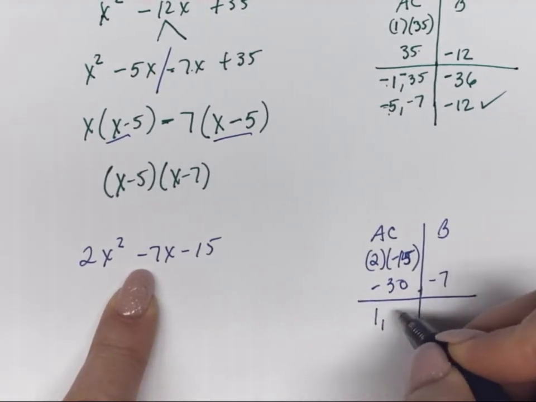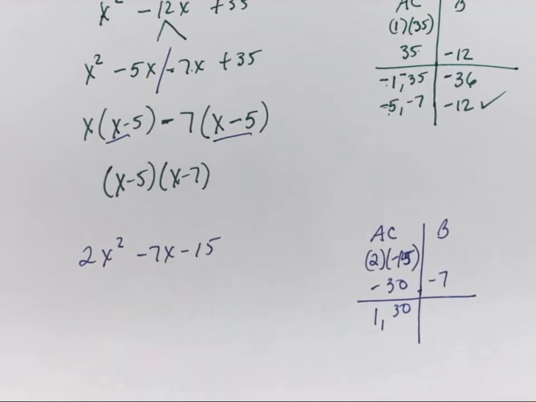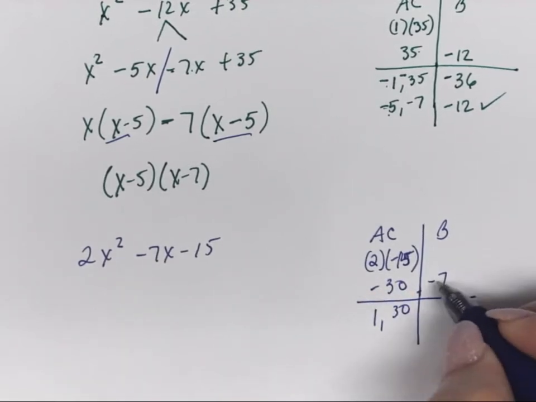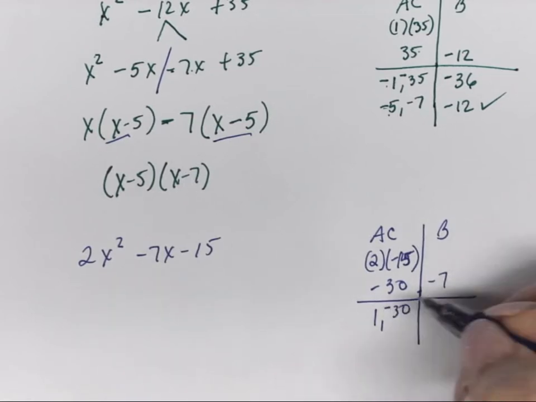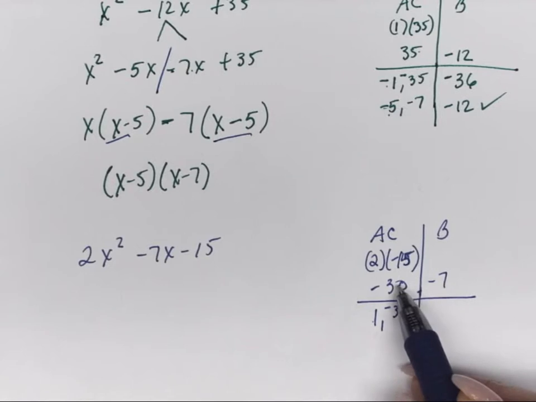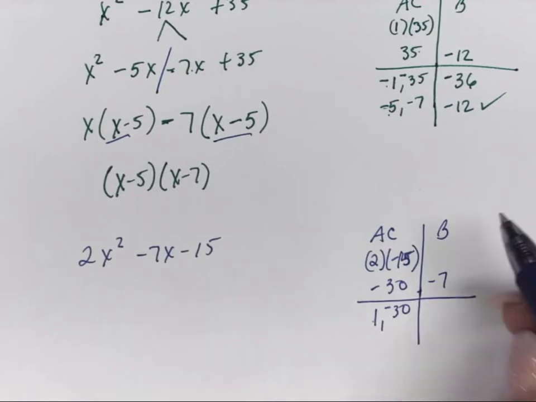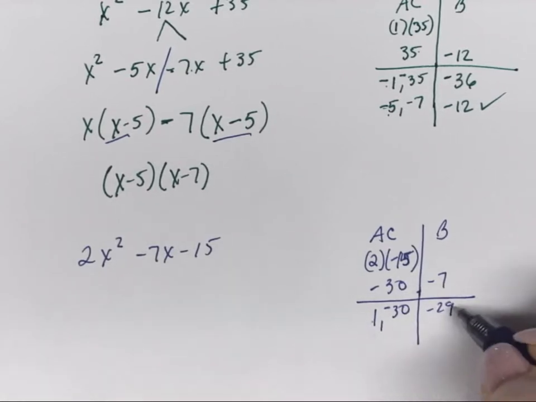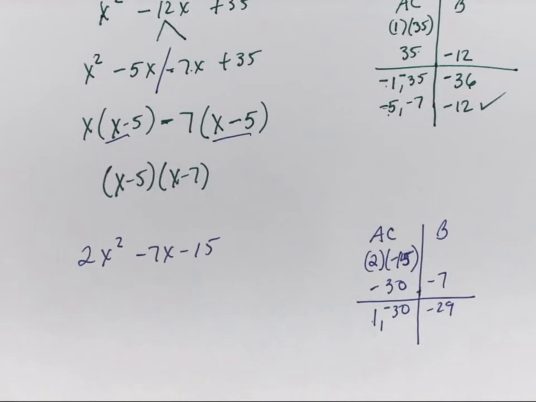So again, I'm going to start with 1 and 30. This time I have a negative for both, so that tells me that my biggest number has to be negative, so that when I add them, I will get a negative number. So 1 times negative 30 is negative 30. When I add them, I get negative 29. Not the right answer, but I have my sign right.